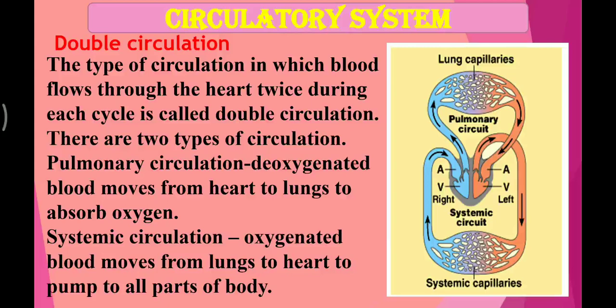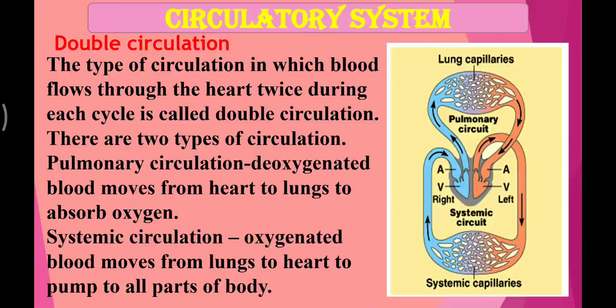Next, double circulation. What is this double circulation? Did you imagine? Did you observe? Blood once went through the right side, then again it went to the lungs, again it went through the left side. This is called double circulation. The type of circulation in which blood flows through the heart twice during each cycle is called double circulation. There are two types of circulation, pulmonary circulation and systemic circulation. What is this pulmonary circulation?